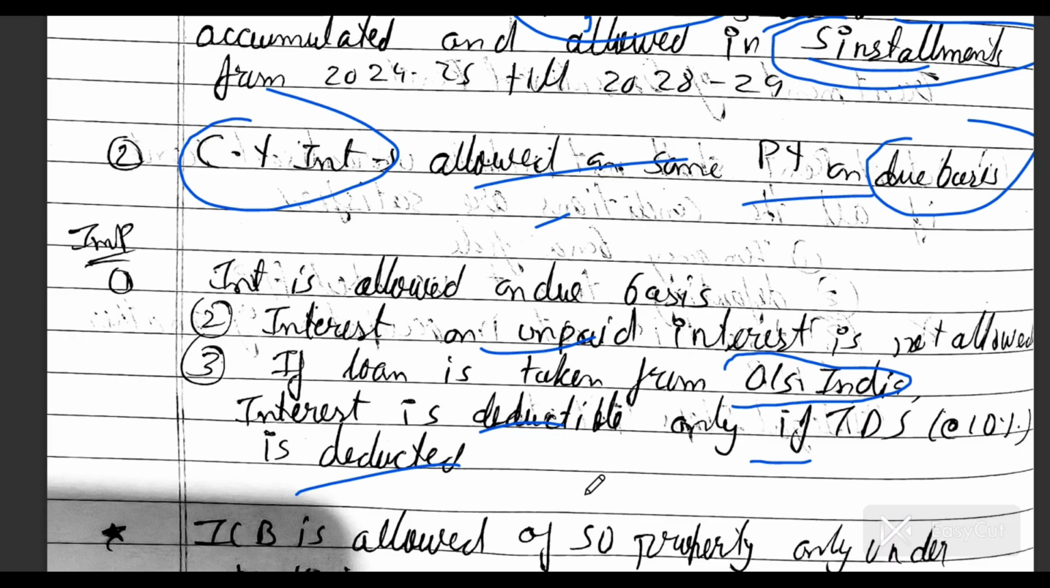A question may confuse you, where some loan is taken from India and some loan is taken from outside India. If TDS was not deducted on the Indian loan, no problem. But if the loan is taken from outside India, you have to check whether TDS is deducted or not. If TDS is not deducted, interest is not allowed. If on an Indian loan TDS is not deducted, even then the interest is allowed.